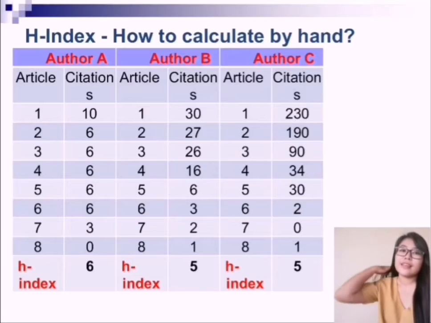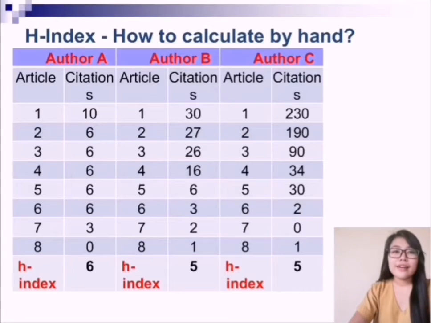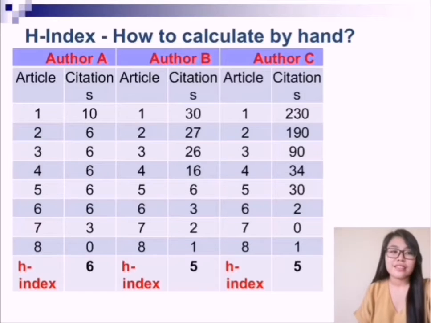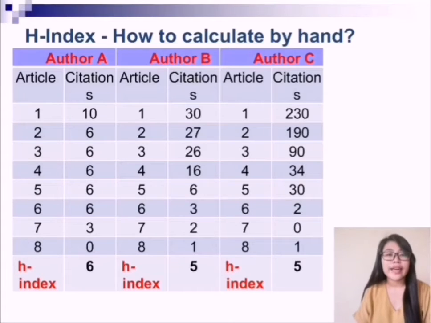Okay. So, we have here how to calculate by hand. We have the authors A, B, and C. They all have the same number of articles. How many articles? They have 8 each. So we have author A, 8, author B, 8, author C, 8. But they have different citations. So, we will solve for their H-index.